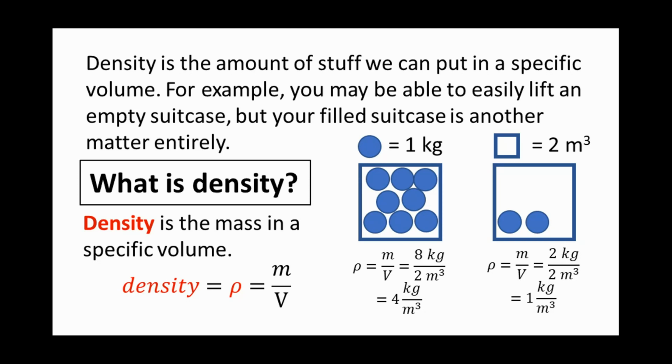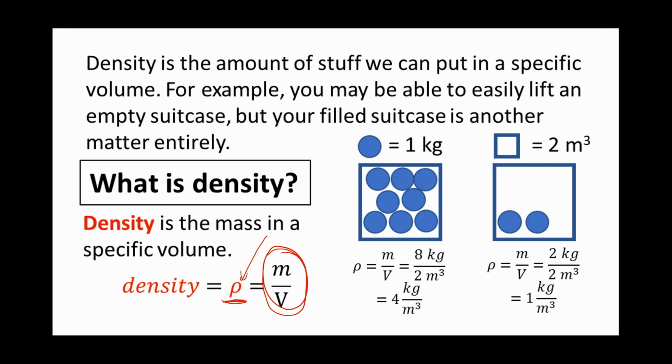Now the equation for density is like this right here. It's mass over volume. Mass over volume. And that symbol is the Greek letter rho. It looks kind of like a P without the little hat. That's the symbol for density. It's equal to mass over volume.